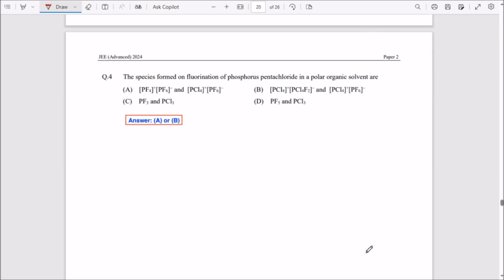Next, question number 4. The species formed on fluorination of phosphorus pentachloride in polar organic solvent are, under this, the options A, that is PF4+ PF6-, and PCl4+ PF6-. This A option is correct. However, even if you write B option, it is given as correct, that is PCl4+ PCl4F2-, and PCl4+ PF6-. So option A or B are going to be correct option, students.